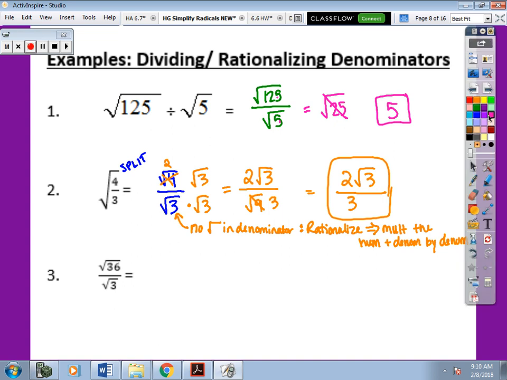Okay, the next one. Always try to divide. Before you start multiplying by the square root of 3, see if you can divide them. What is the square root of 36 divided by the square root of 3 going to simplify to? What's 36 divided by 3? Okay, 12. Now we do need to keep this a square root of 12, because they were both under square roots. And can I simplify that? Yes, 1, 4, 9, 16, 25. This can break down into 4 and 3, which will be 2 root 3.